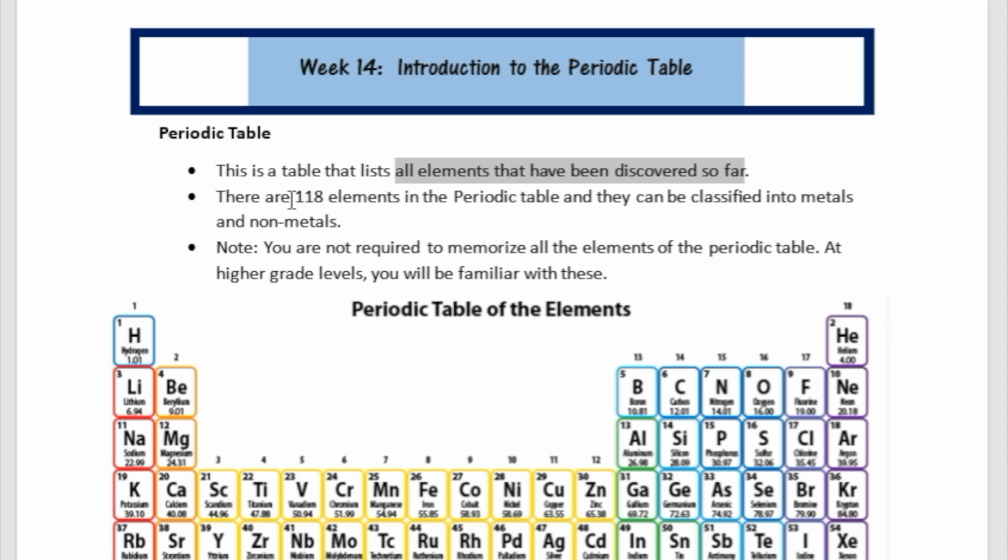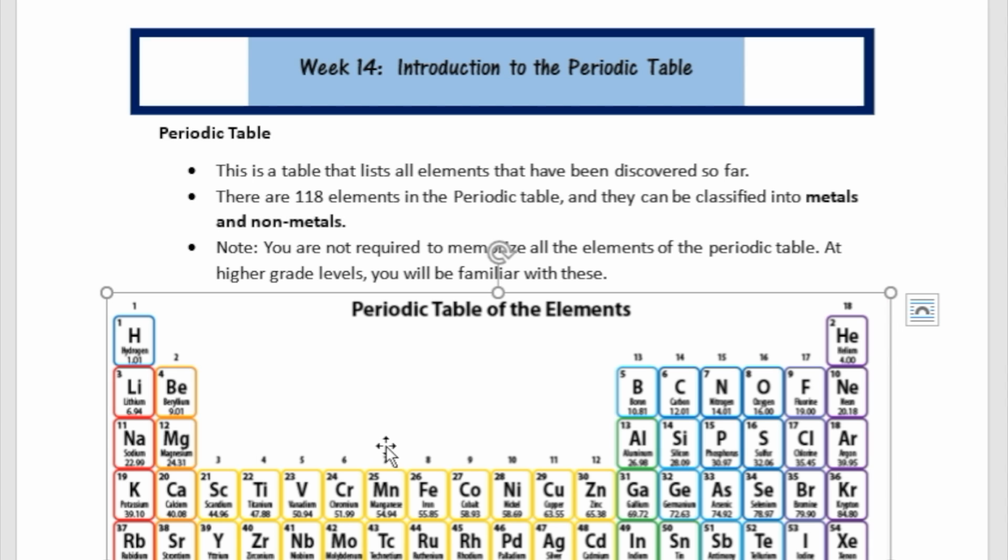There are 118 elements so far discovered in the periodic table, and they can be classified into metals and non-metals. So don't forget that. There are going to be different sections of the periodic table: the metals section and the non-metals section. We're not going to be expecting you to memorize all the elements in the periodic table at this level, but I just want to give you a way to take a look at it.